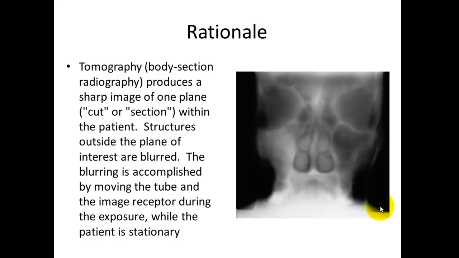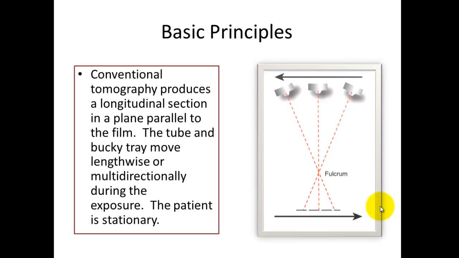The way this is accomplished is by moving the tube and the image receptor in opposite directions, and the patient really has no part to play here because they are stationary, lying on what's usually a normal X-ray table that has been retrofitted with the tomography equipment, allowing the tube to arc over the patient in this manner. If you notice over here, the tube is going in one direction to the left, and down here, the image receptor is going to the right.